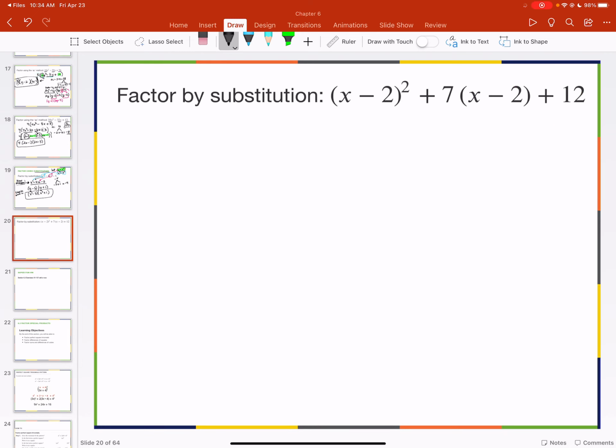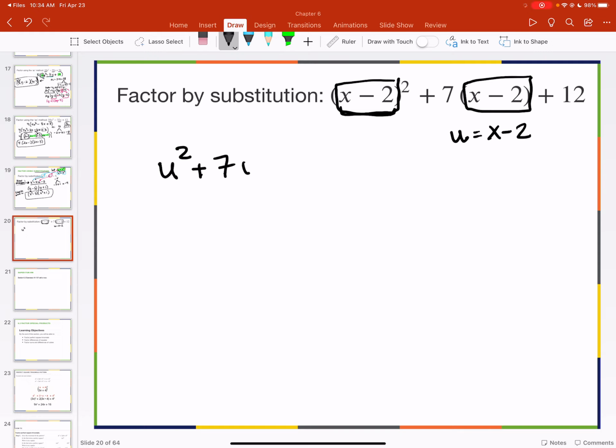Okay, so let's do another one. Now, in this case, we don't have to substitute x squared for u. What do we need to substitute? What is being squared plus 7 times something plus 12? So what I'm going to let u equal is x minus 2 this time. So that's going to make this equation u squared plus 7u plus 12. See how much easier this is to factor? The other way, it just looks crazy and confusing, but it's really not.